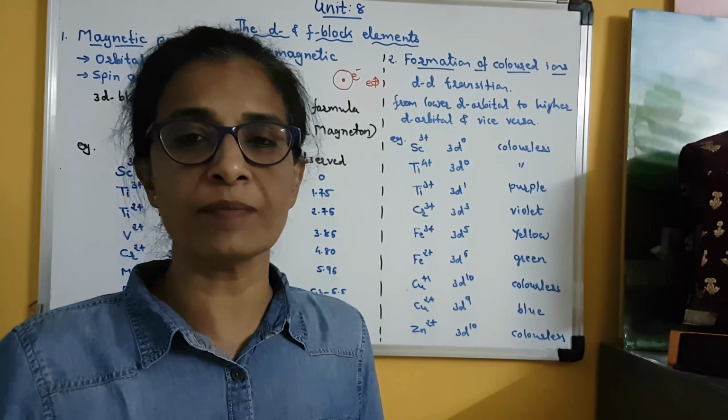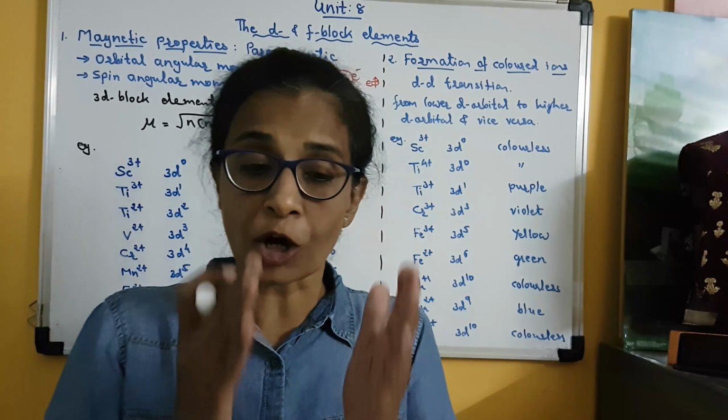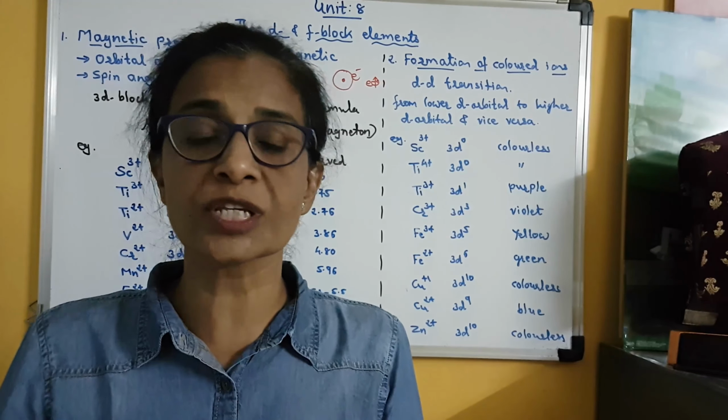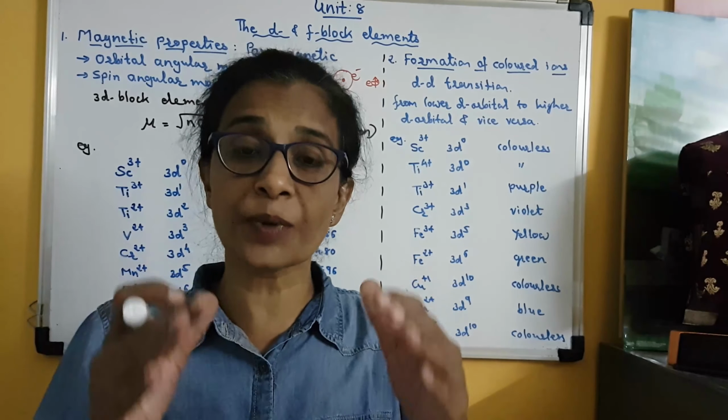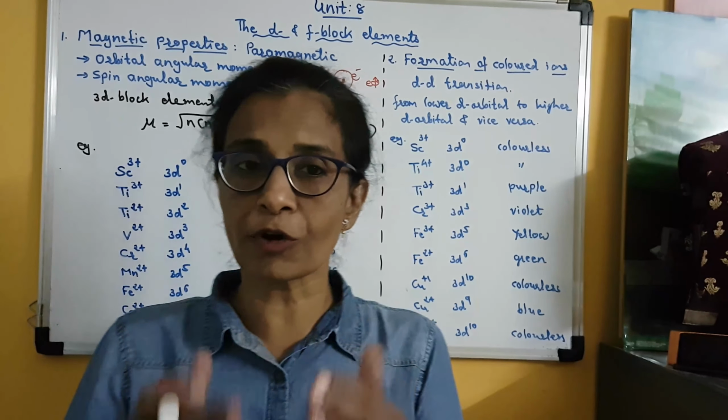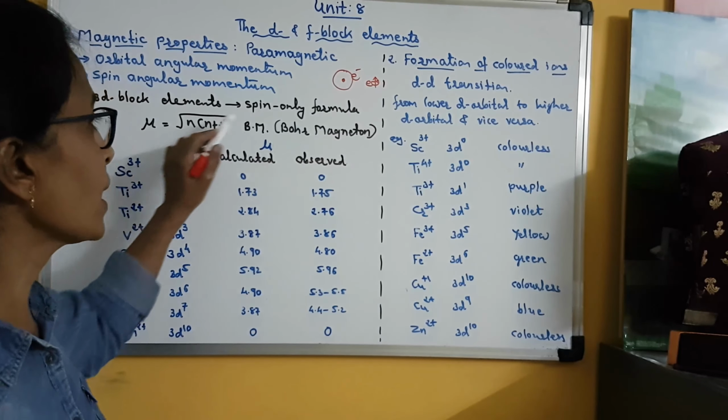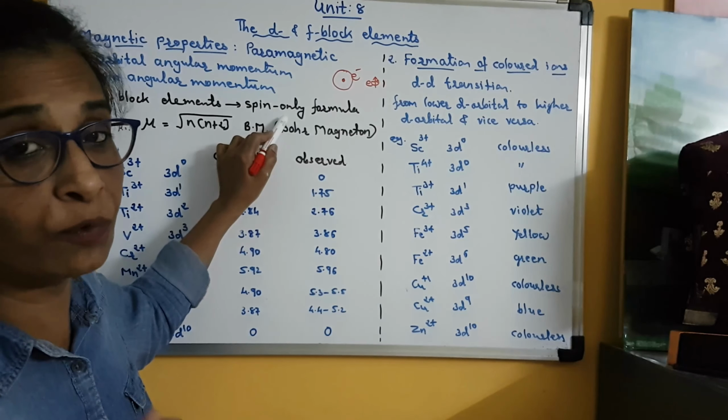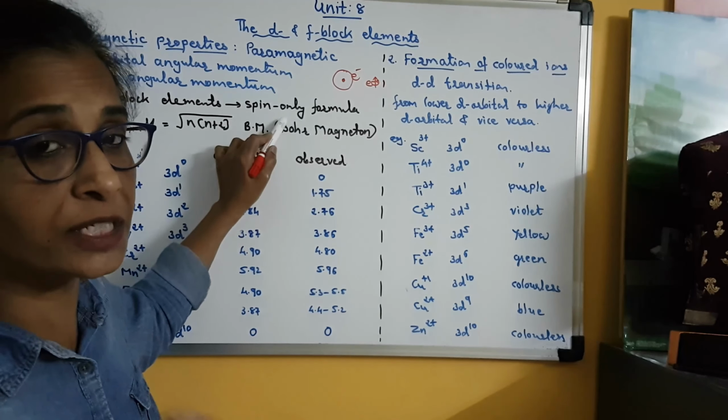Clear? So once again, in case of 3D block elements, though unpaired electrons are present, and they have orbital angular momentum as well as spin angular momentum, for them orbital angular momentum holds no significance because it is suppressed by spin angular momentum. That is why the formula used to calculate magnetic moment is the spin only formula, in which we consider only the number of electrons and their spin. Clear? So mu is equal to under root n into n plus 2, where n is the number of unpaired electrons.